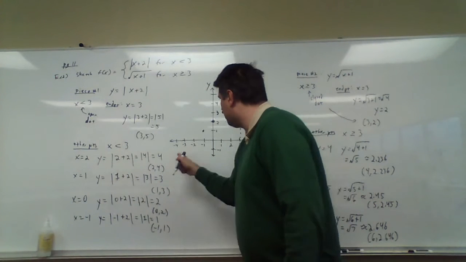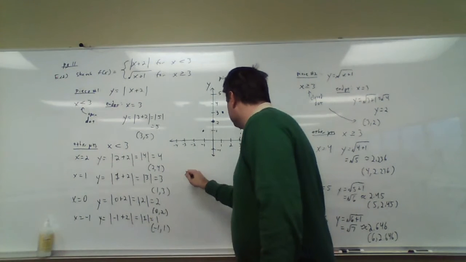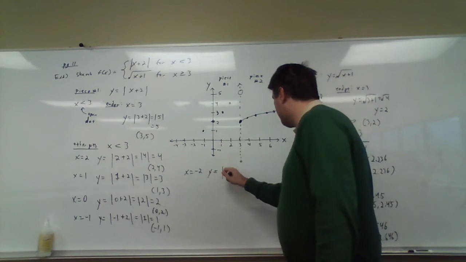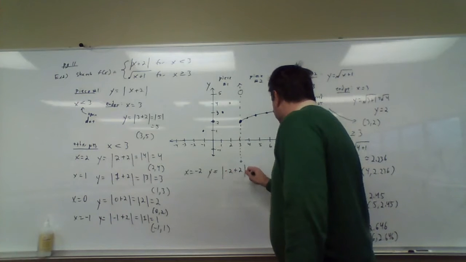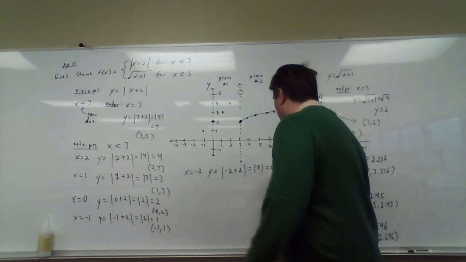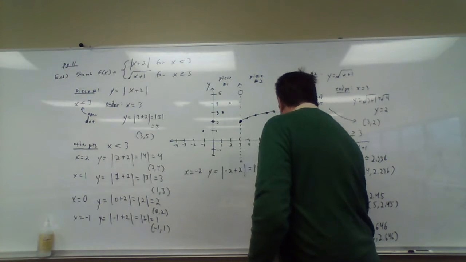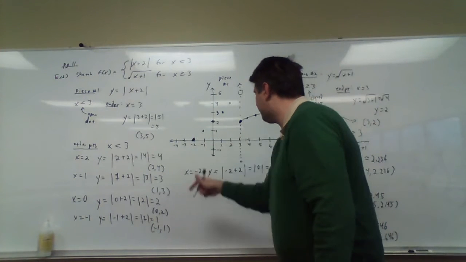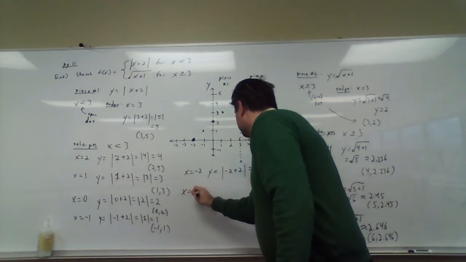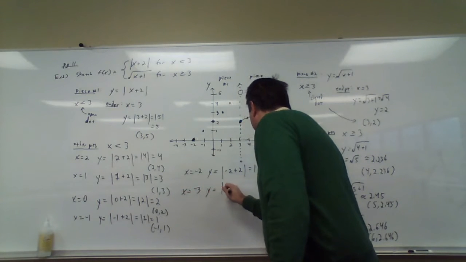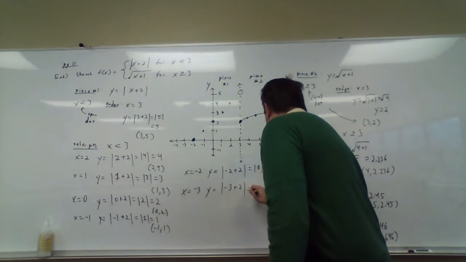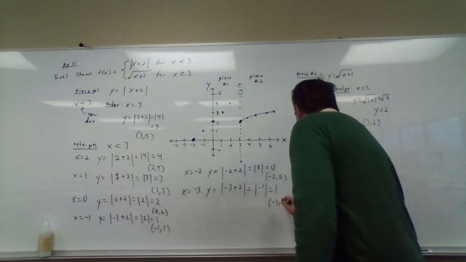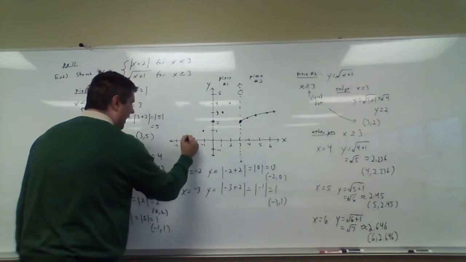And then we'll do negative 2. y equals the absolute value of negative 2 plus 2, which is the absolute value of 0, which is 0. So negative 2, 0. All right? Next, negative 3. Y equals the absolute value of negative 3 plus 2, absolute value of negative 1, which is 1. So, negative 3, 1.